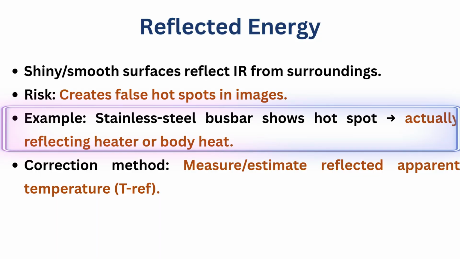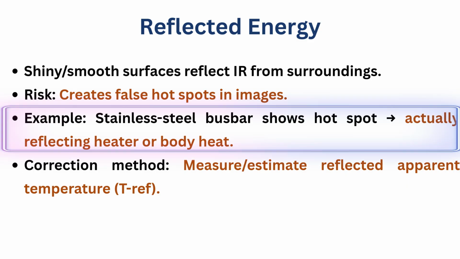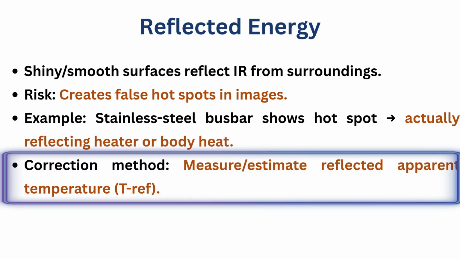Okay, and since we know that stainless steel has low emissivity, that means it has high reflectivity. So once we point the camera towards that stainless steel bar, we see a bright hot spot, but in reality it is just a reflection of maybe your body, or some other heating source nearby to that tank.